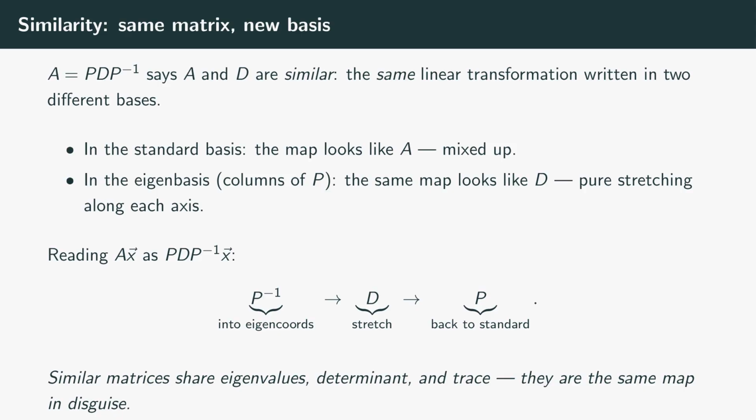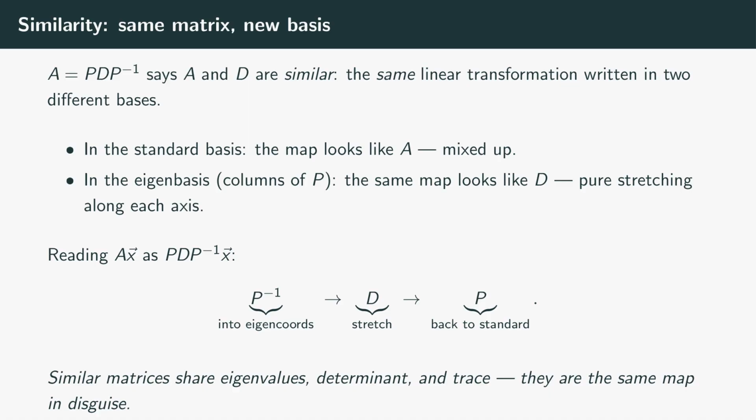It is worth pausing on what this factorization means geometrically, because that is where the intuition lives. When we write A as P times D times P inverse, we are saying that A and D are similar matrices, they are the very same linear transformation, just described in two different coordinate systems. In the ordinary standard basis, the transformation looks like A, tangled, mixing the coordinates together. But in the basis made of eigenvectors, the exact same transformation looks like D, pure, independent stretching along each axis.